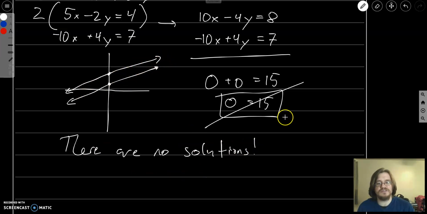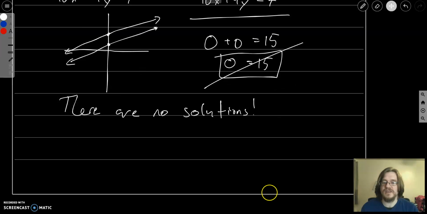There are no solutions. So if you ever, as we're doing this, find 0 is equal to 15, or maybe in a different scenario, we get 1 is equal to 2, or we get something that's just clearly not true, that means that there will be no solutions. We couldn't solve for x here. We just got numbers equal to numbers that aren't themselves. So there are no solutions.